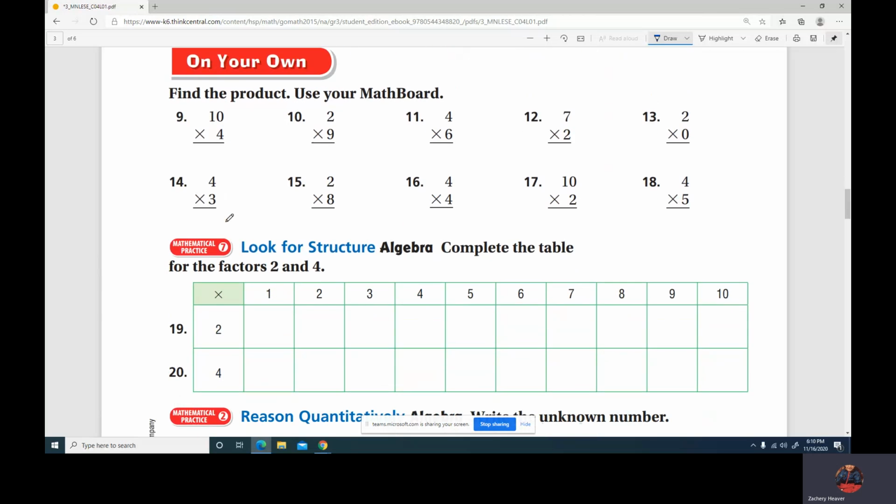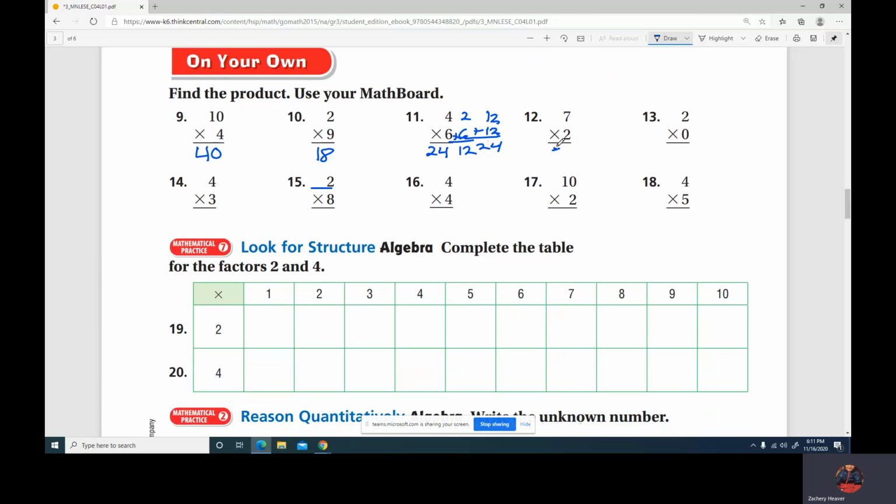Most of these look pretty easy, but I'm going to go through them with you real quick. 10 times 4, skip count 10 4 times, you have 40. 2 times 9, skip count 2 9 times or 9 2 times, you get 18. 4 times 6 or 6 times 4, we don't know that one yet, so let's skip count. Let's make 4 a 2, and then we'll just double it. 2 times 6 is 12. So 12 plus 12 is 24. So 4 times 6 is 24.